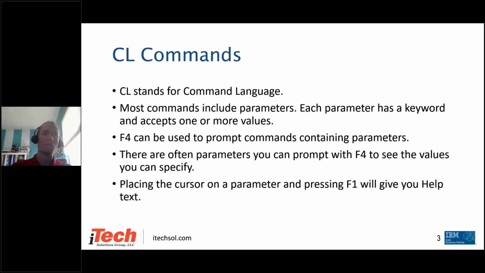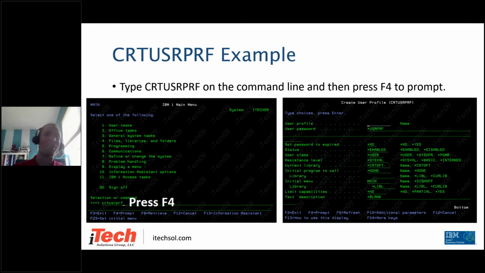F4 is your best friend when using CL commands, because most CL commands have parameters that can be prompted, and that allows you to see more information about what that parameter is about and what the different values are that you can put into that parameter. Placing the cursor on a parameter and pressing F1 will give you the help text. We're going to step through that, as that's a lot to present right there.